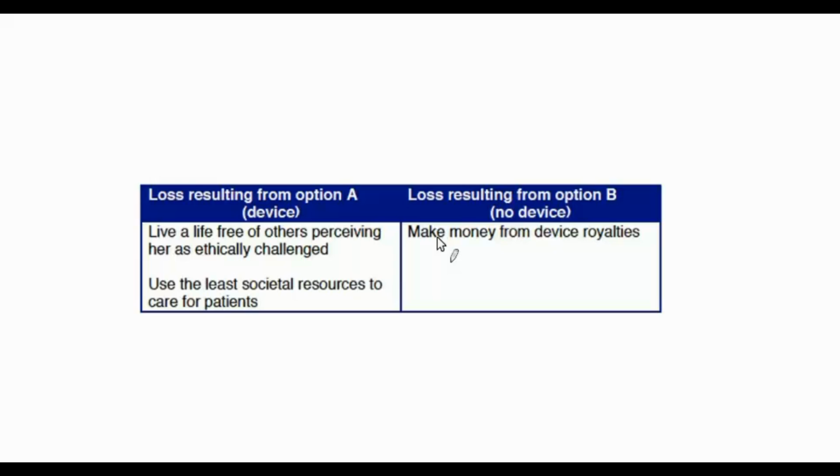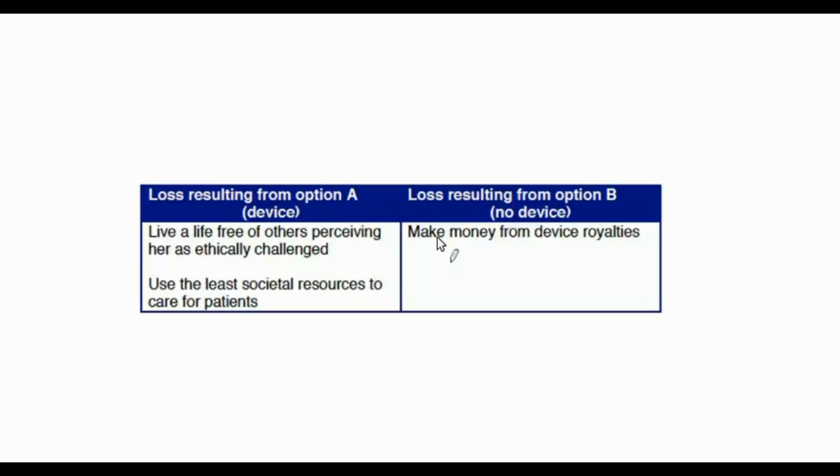then using this device in which she would receive royalties is a situation where others might look at that and see some ethical challenge. And so by doing that, this physician, Dr. Novel, would lose something of value to her, which is living a life free of others perceiving her as being ethically challenged.